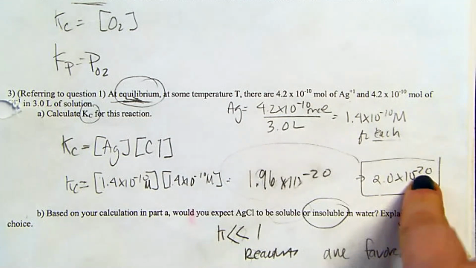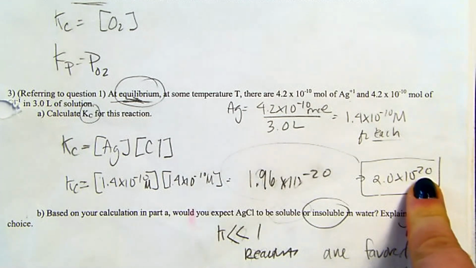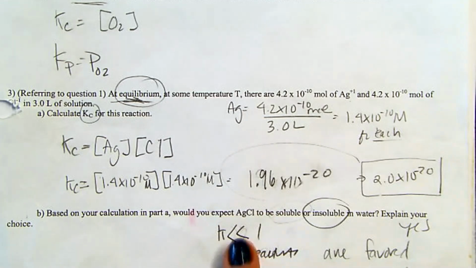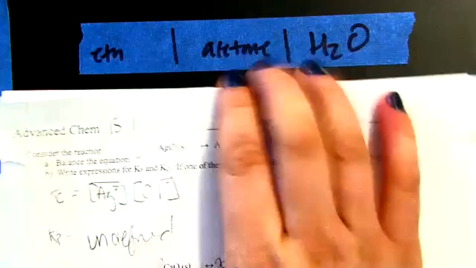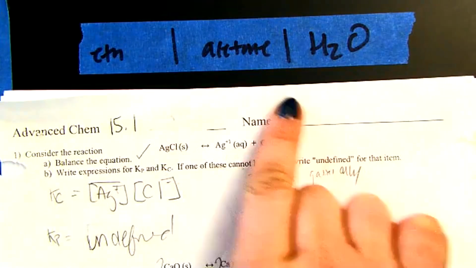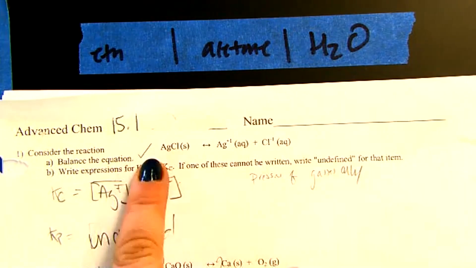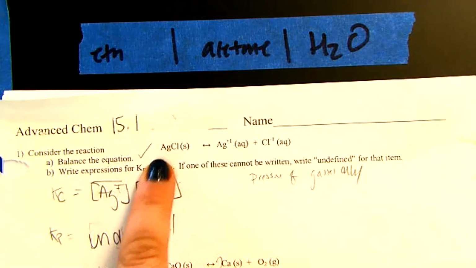This is a very tiny K, right, 10 to the -20. So that means your reactants are heavily favored. And in this case, reactants, this is when it dissolves, right? Soluble is the products, it breaks up into its ions. Its precipitate is the reactant.